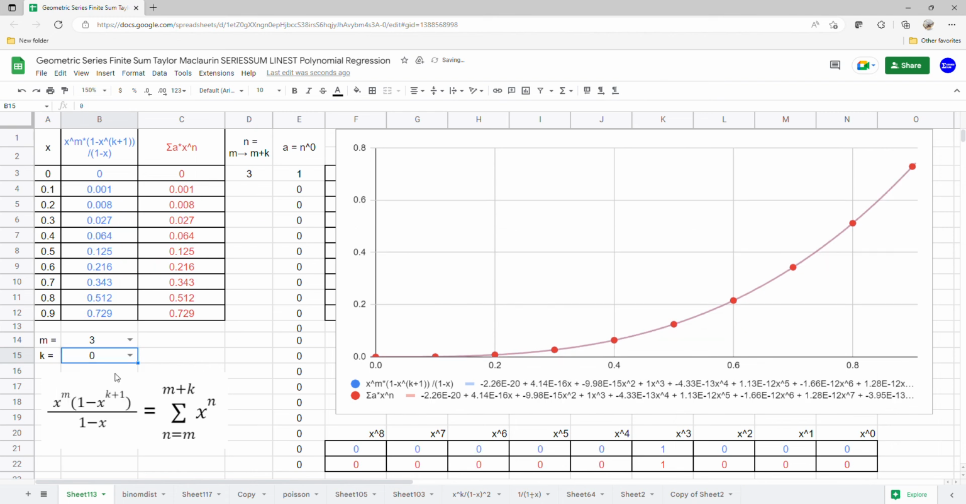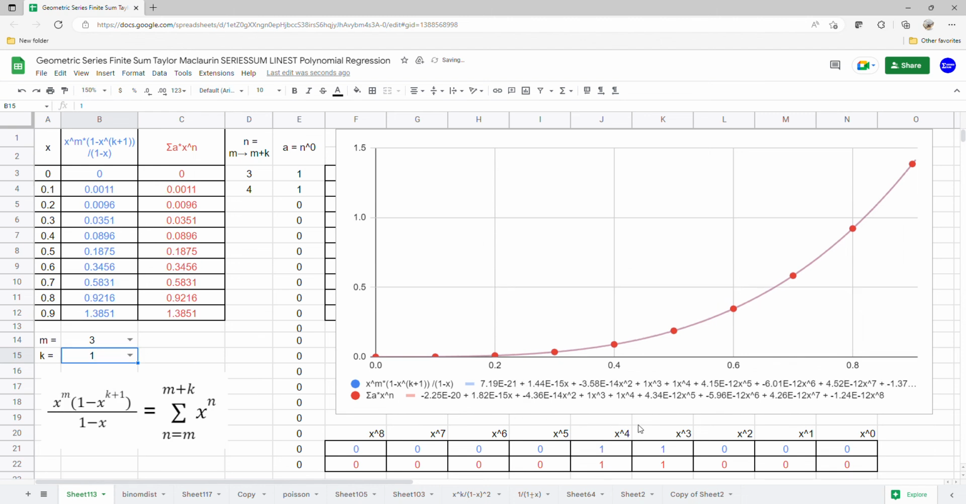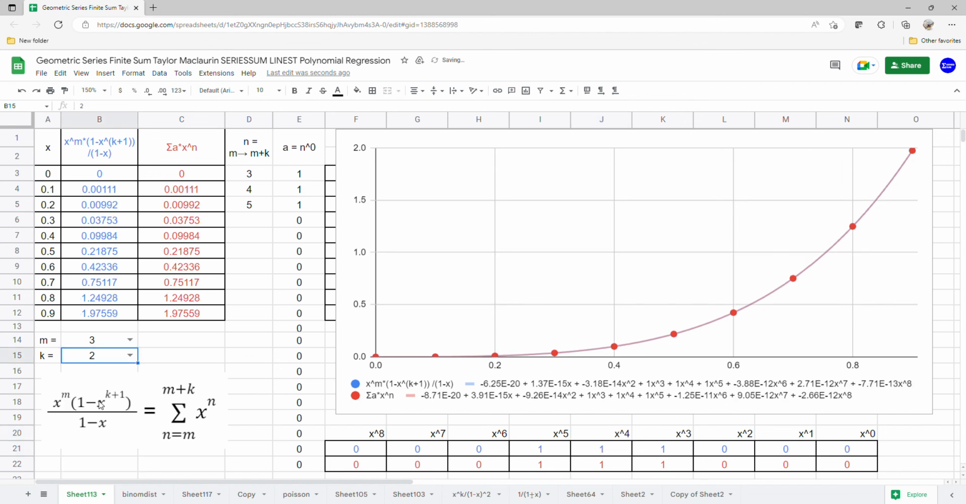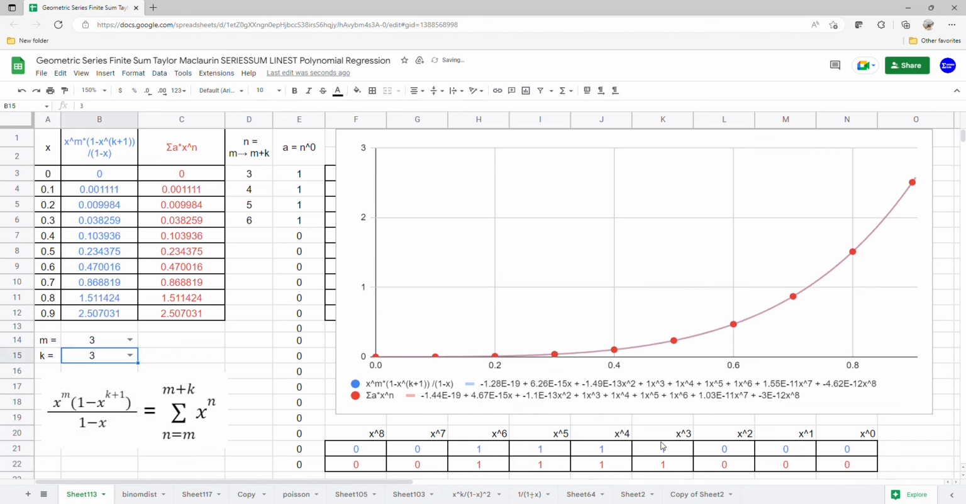So you can start from 0. That's x cubed. Then k equals 1. Then that becomes x cubed plus x to the fourth. K equals 2. Now it's x cubed plus x to the fourth plus x to the fifth. K equals 3. Now we have x cubed plus x to the fourth plus x to the fifth plus x to the sixth.